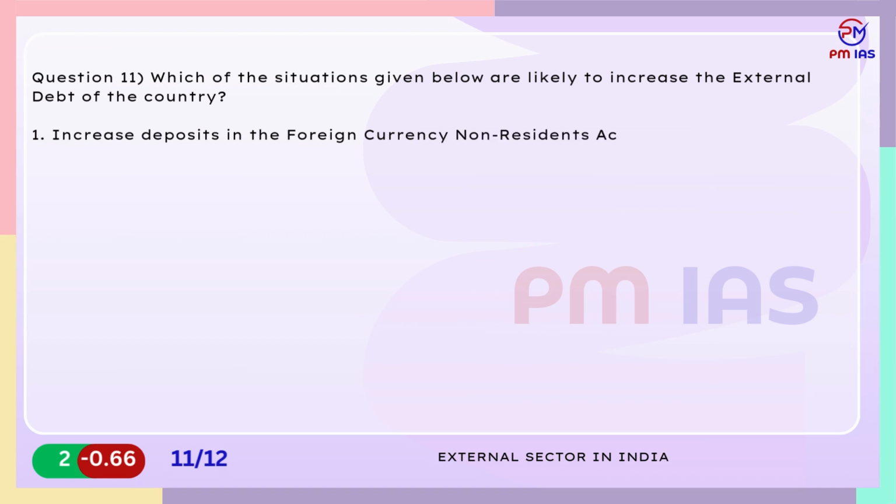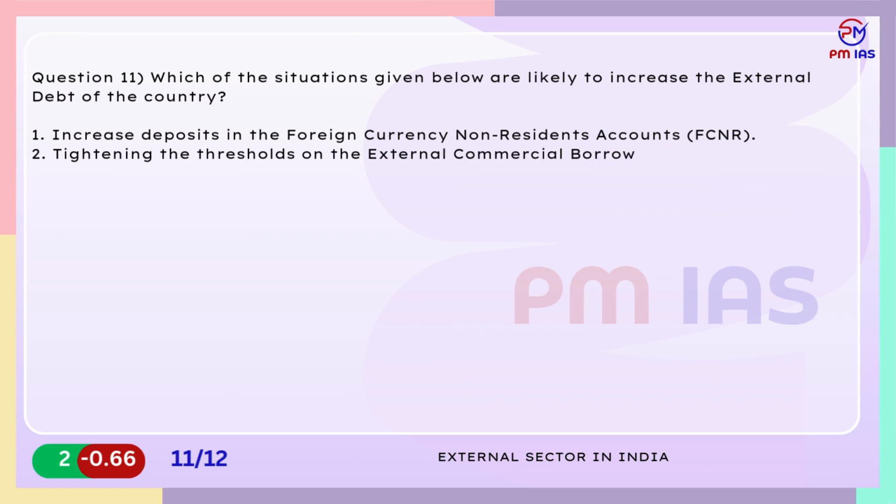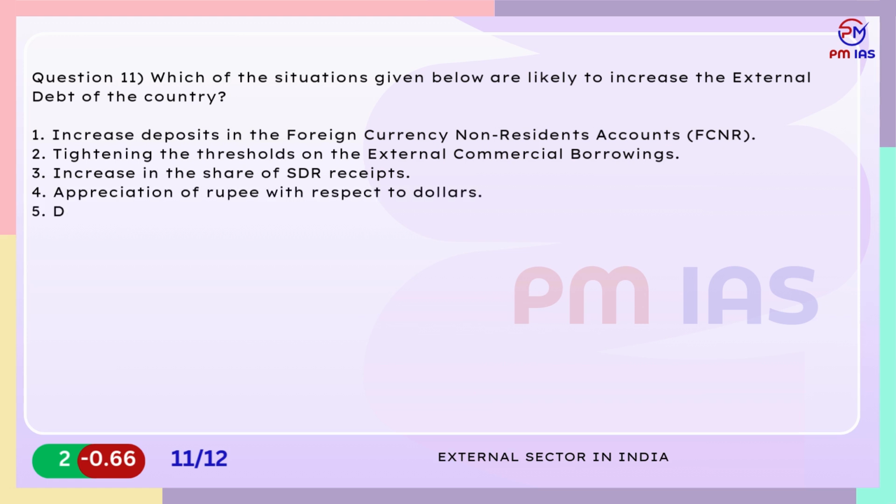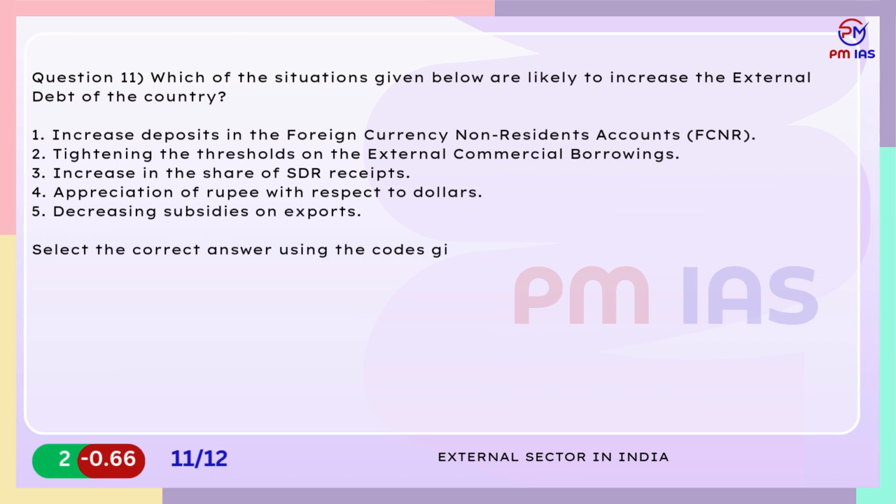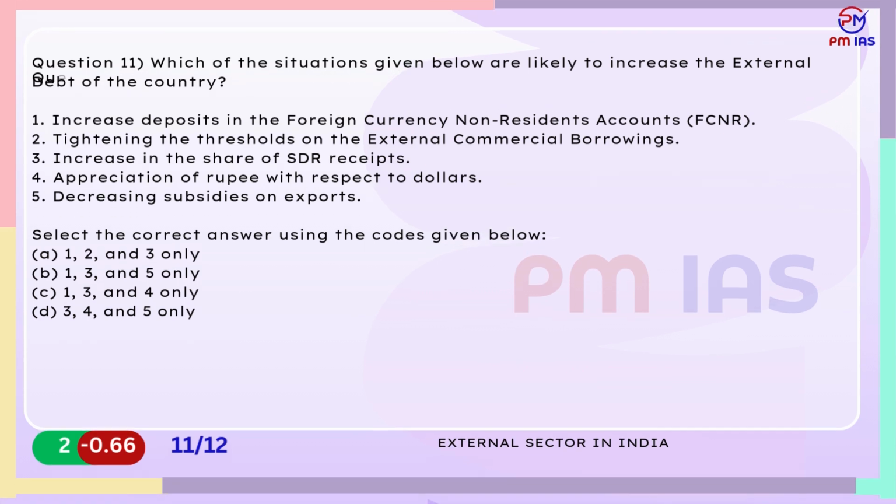2. Tightening the thresholds on the external commercial borrowings. 3. Increase in the share of SDR receipts. 4. Appreciation of rupee with respect to dollars. 5. Decreasing subsidies on exports. Select the correct answer using the codes given below. A. 1, 2, and 3 only. B. 1, 3, and 5 only. C. 1, 3, and 4 only. D. 3, 4, and 5 only.